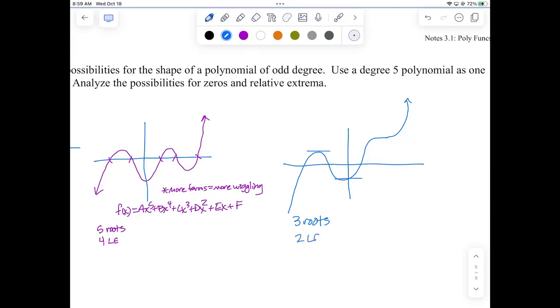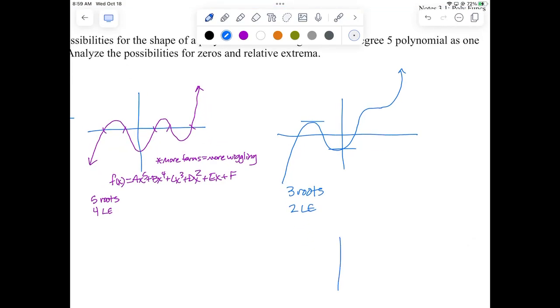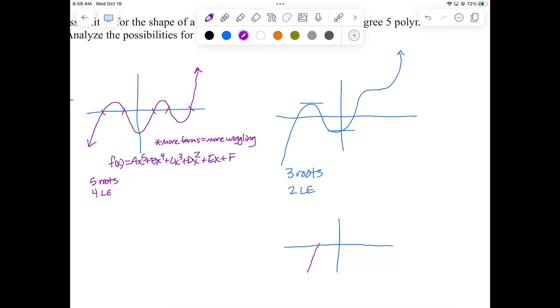2 local extrema, right? Is that the one that starts to go up and it goes flat? What if it starts going down? That would be another relative extrema. Yeah. So it could do this. It could cross once, twice, 3 times, and it can actually turn around but not go back down to the x-axis. So let's look at that one.